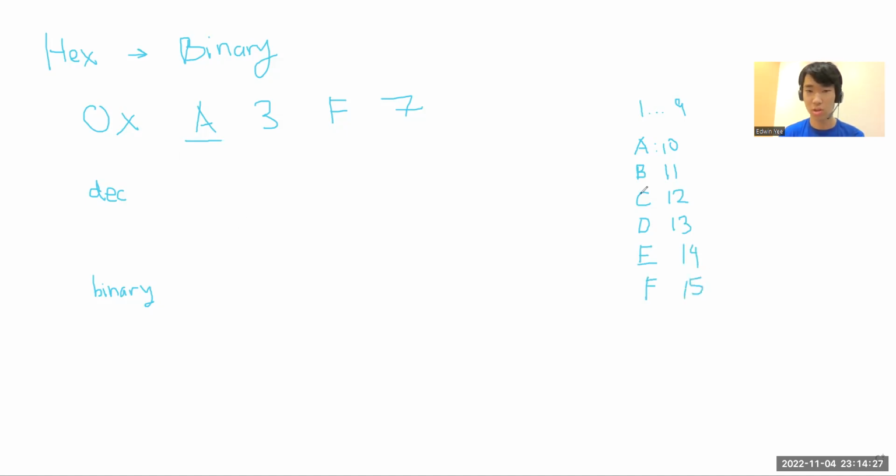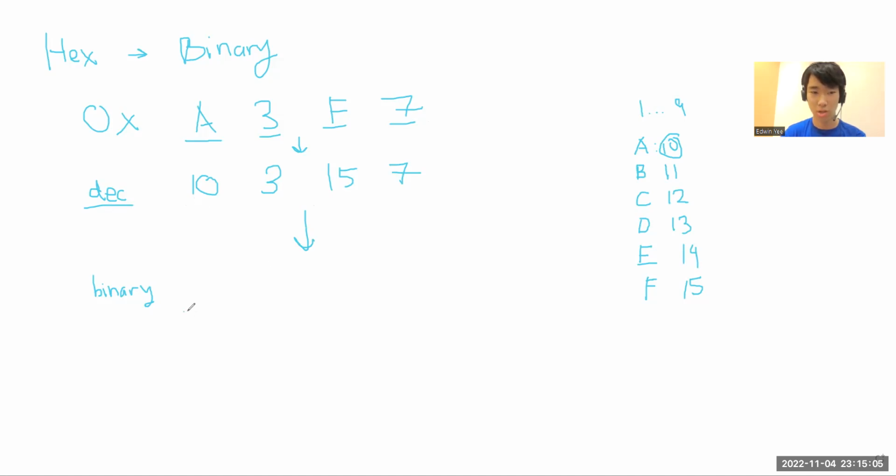As you can see, we have the letter A, so that would be 10 in decimal. So let's write that down. Next up, we have 3, which is simply 3 in decimal. Now we look at F, which is 15. And finally, 7, so that would be a 7. Great, so now we have the decimal form of this hexadecimal that we have above. We did this step, and now we can translate that to binary.